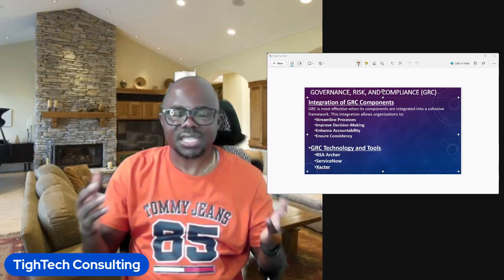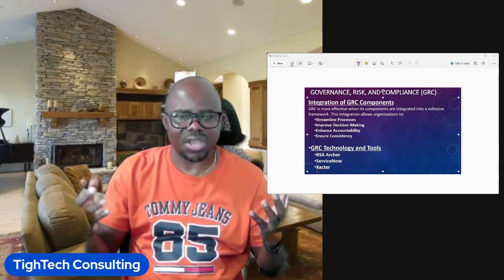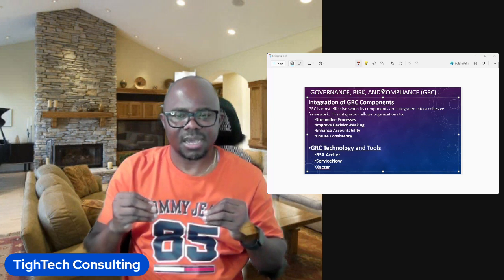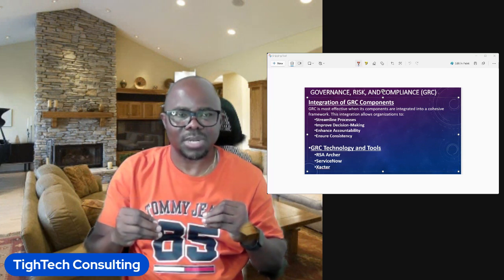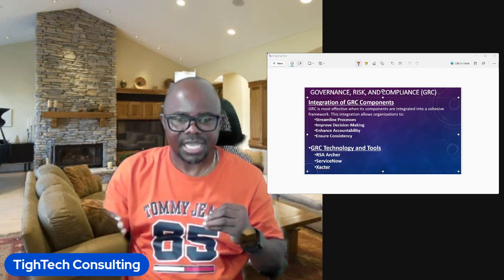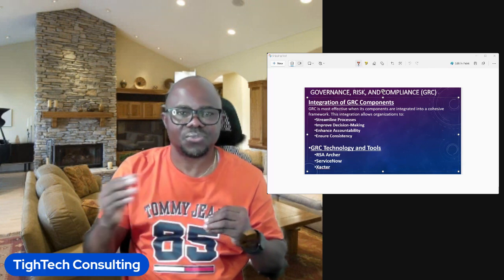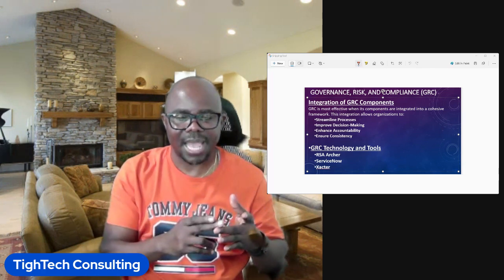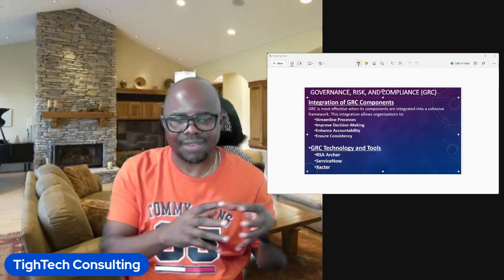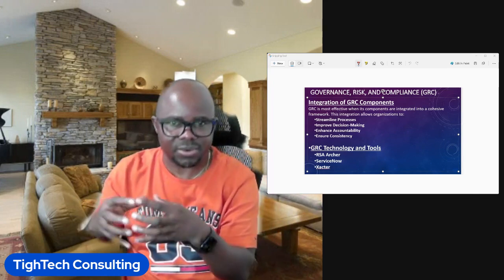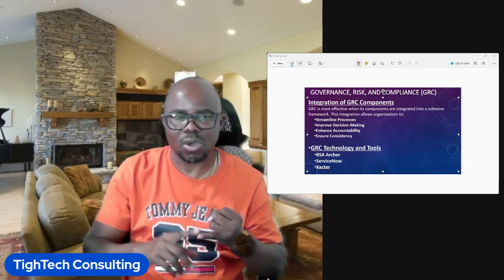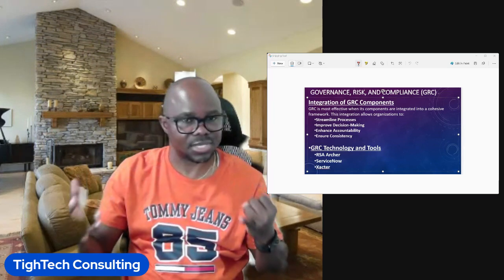To make this GRC more effective, those components have to be integrated into a cohesive framework. That is the governance, the risk, and the compliance part of this GRC. They have to be properly integrated. And this integration allows organizations to do what? To streamline their processes.